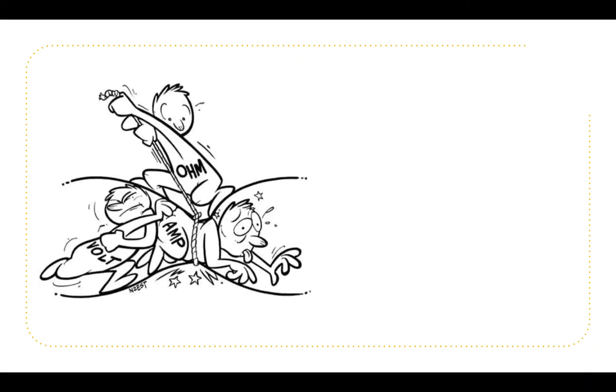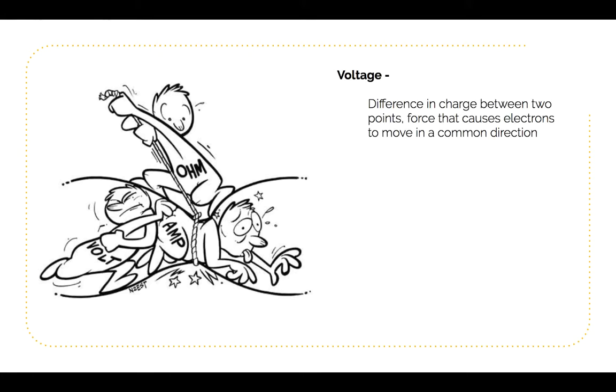So just as a quick review, I know I put this cartoon in our part one series of this lesson, but just as a review to define voltage, current, and resistance. Voltage is the difference in charge between two points. It's a force that causes electrons to move in a common direction. You can see here in the cartoon that the volt guy is kind of pushing the amp, or the current, through the wire. So it's some sort of force that's pushing the electrons in a common direction.